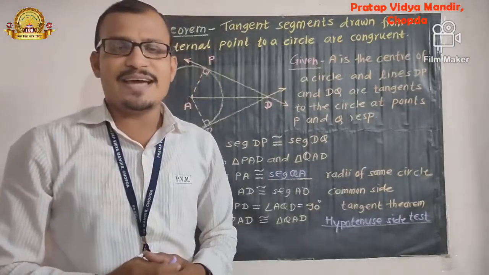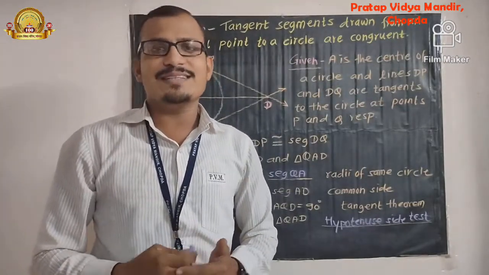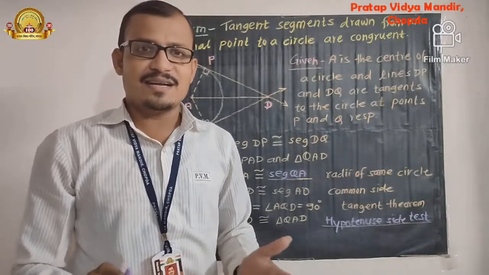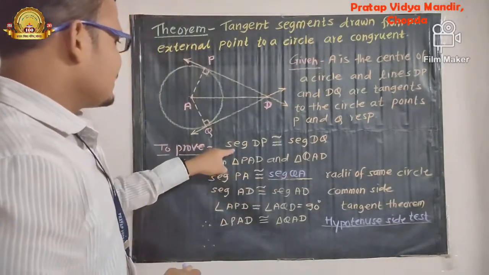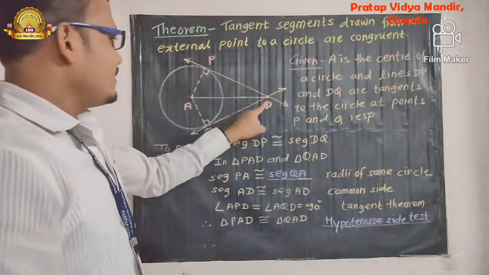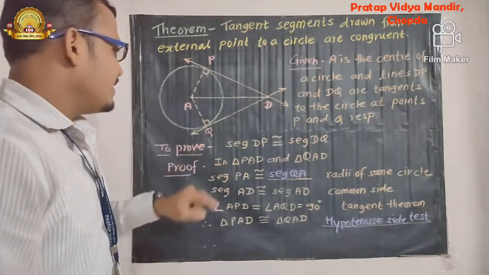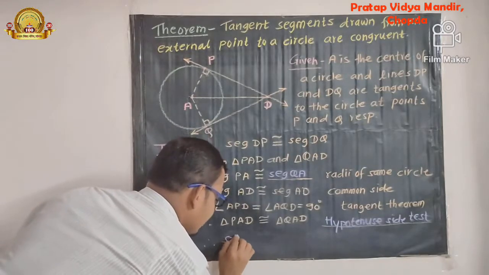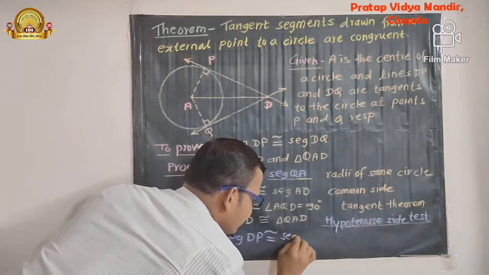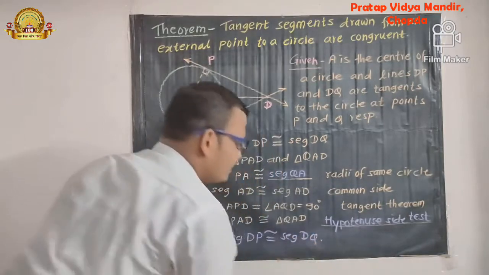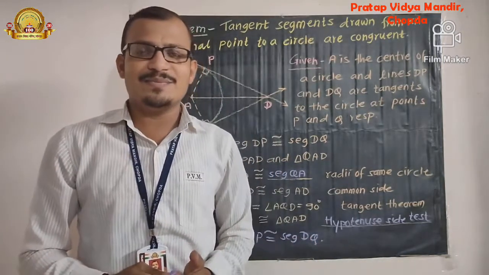And friends, we know that when two triangles are congruent, then their remaining sides and angles are also congruent, and hence this remaining side DP is congruent to side DQ, that is, segment DP is congruent to segment DQ, and hence our theorem is proved.